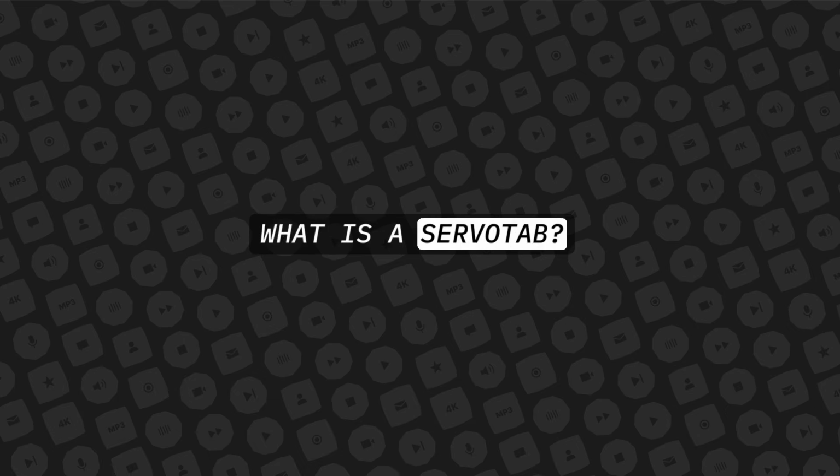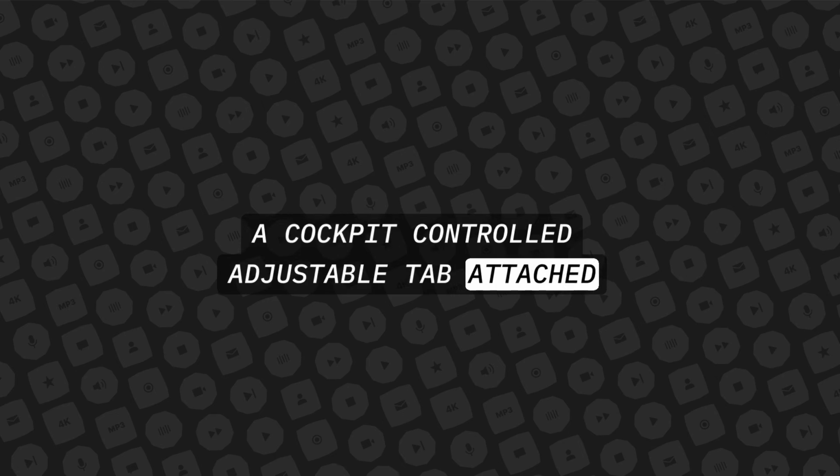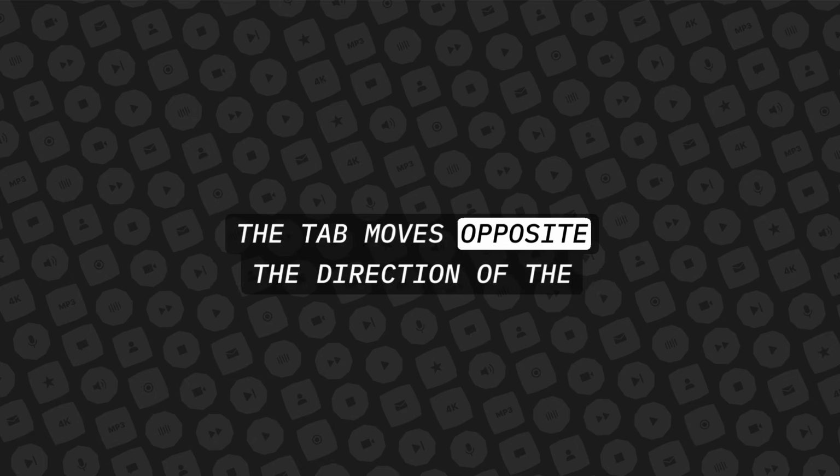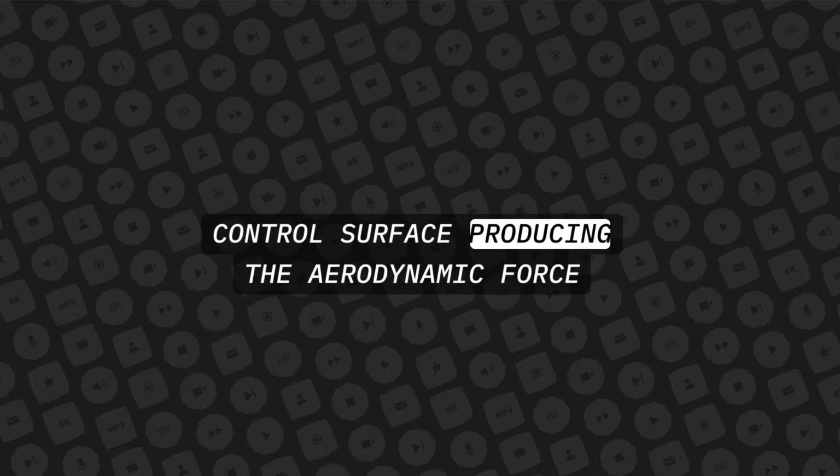What is a servo tab? A cockpit-controlled adjustable tab attached to the trailing edge of a primary control surface. The tab moves opposite the direction of the control surface, producing the aerodynamic force that moves the primary.